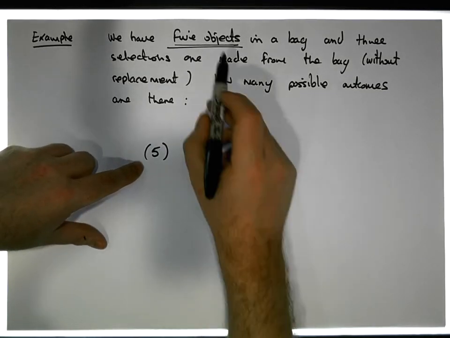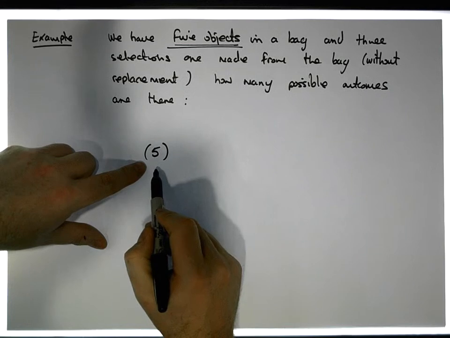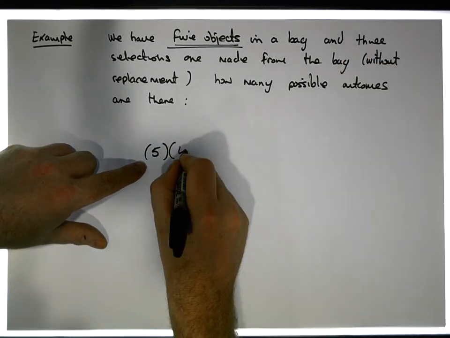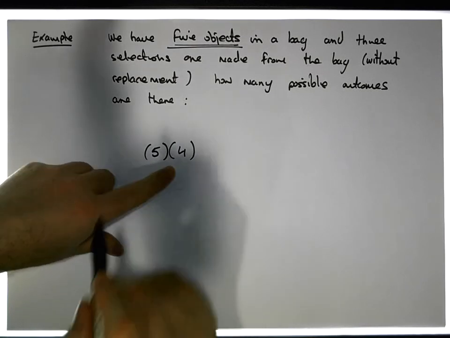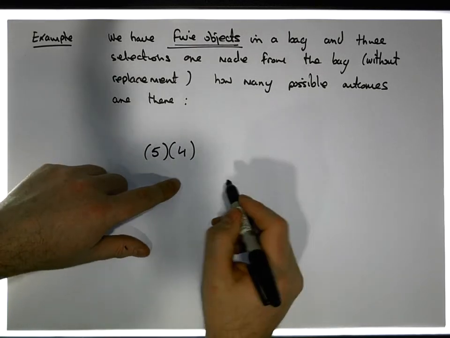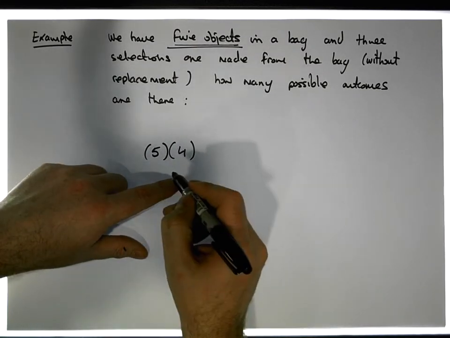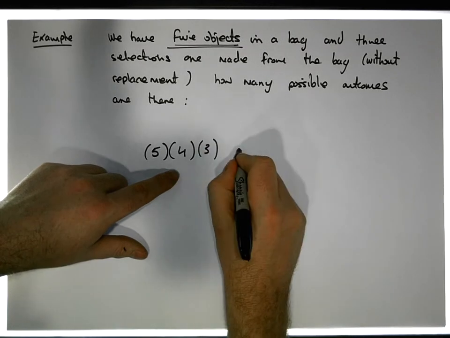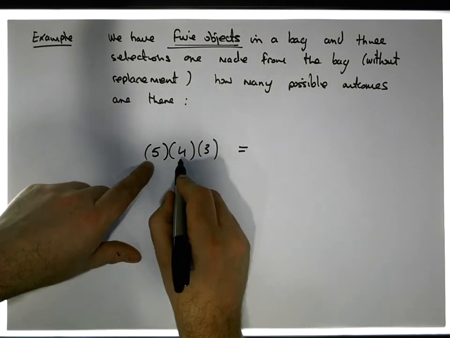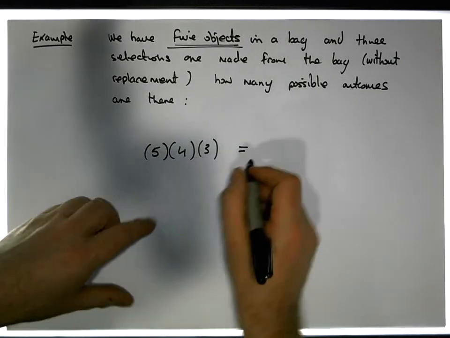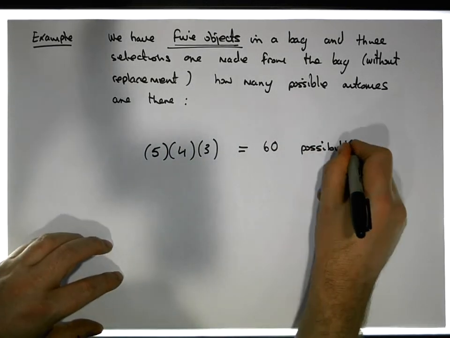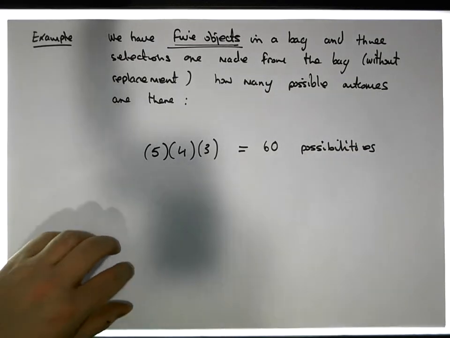Now we don't put the first object back in, so there's only 4 objects left in the bag. So the number of possible ways for the second selection is 4. We don't put the second selection back in, so now we've reduced it by 2. There's only 3 objects left in the bag. So for the third selection, the number of possible selections is equal to 3. Which gives us 5 fours is 20, multiplied by 3 gives us 60. There's 60 possibilities for those particular selections.